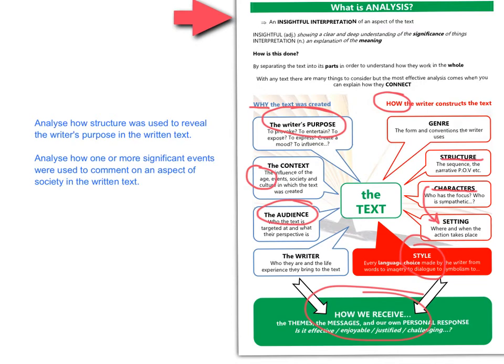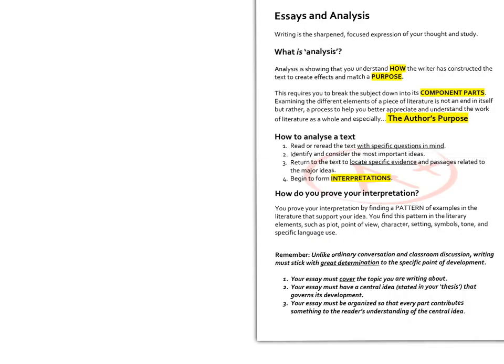Remember what it all comes down to. It comes down to the reader, the viewer, the listener, and how that person receives the themes or messages that are used in the text, and for what purpose. Have a read through this page. It goes a little bit further and reinforces the point that I've made earlier. Analysing is showing that you understand how the writer has constructed the text to create effects and match a purpose.